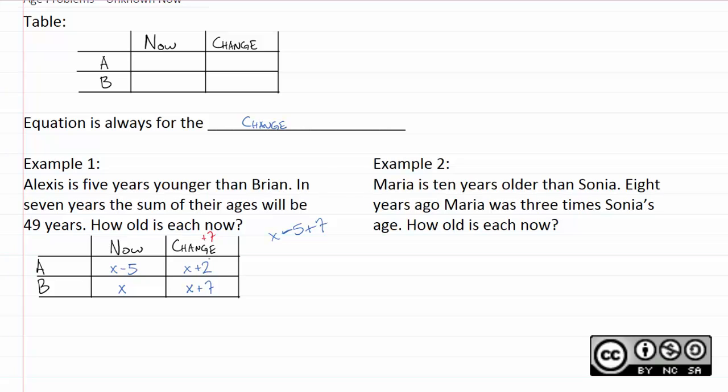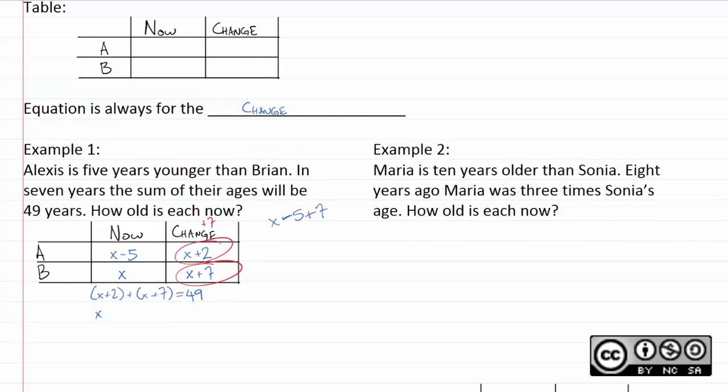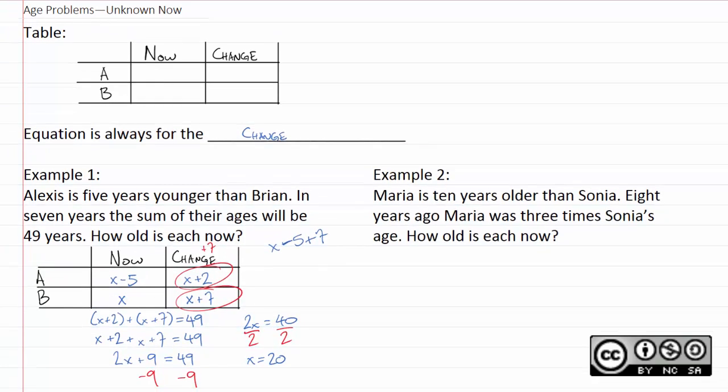Then it says, in 7 years, the sum of their ages will be 49 years. That means if I take these two expressions and I add them together, I will get 49. And then we just do that. We solve, and we're all set. So I'll drop the parentheses. X plus 2 plus X plus 7 is 49. I get 2X plus 9 equals 49. I will subtract 9. I get 2X equals 40. Then to finish this off, we divide by 2. And X equals 20.